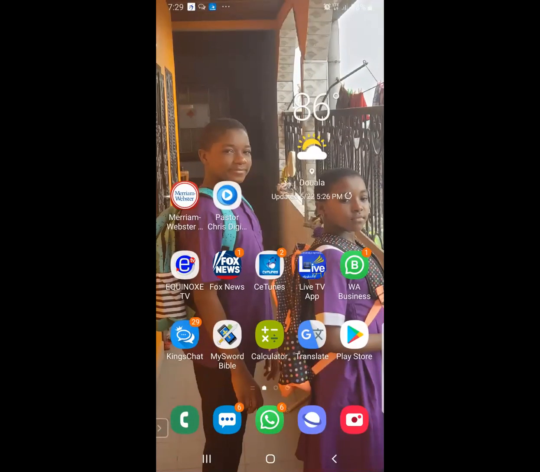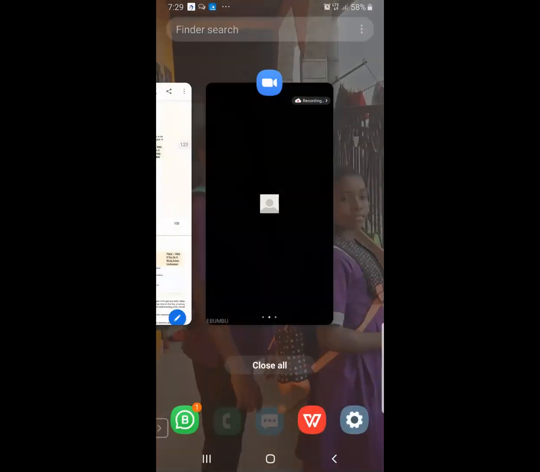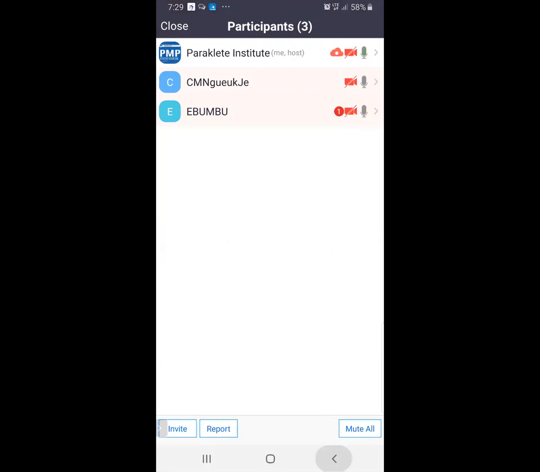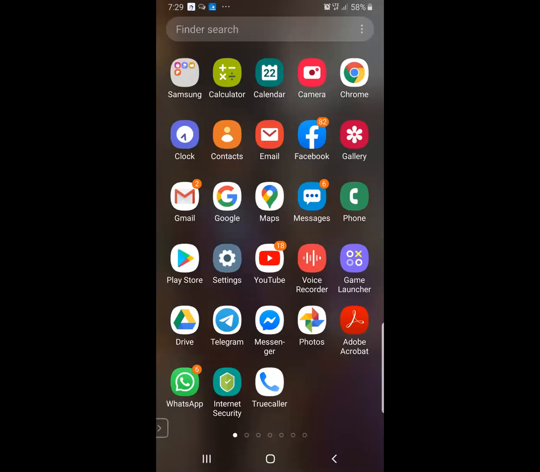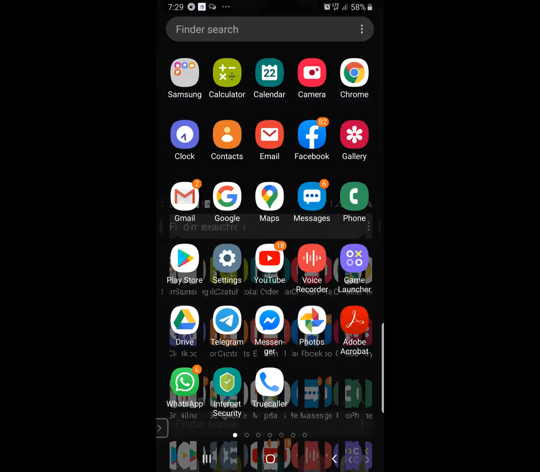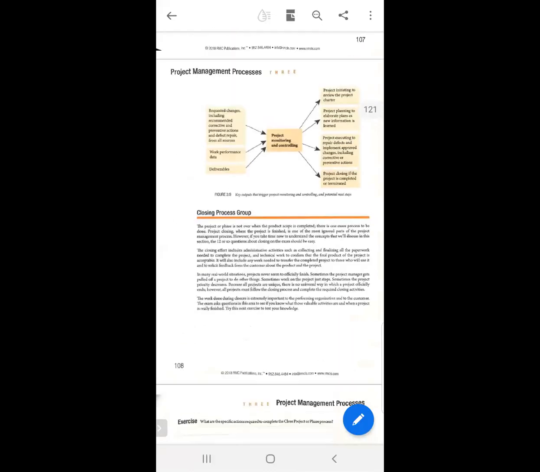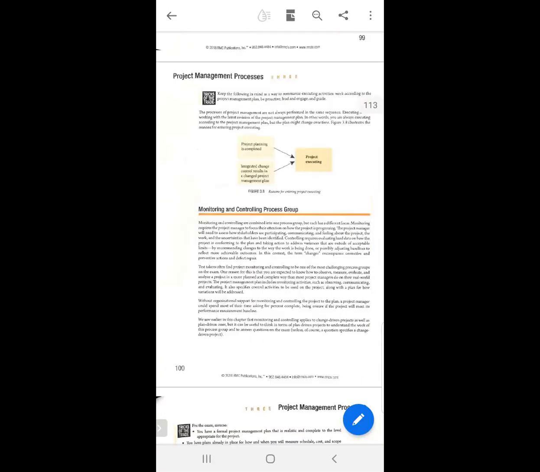Direct and manage project work and manage project knowledge. Direct and manage project work. And manage project knowledge. Yes. So that's the process. That's what you have in the.